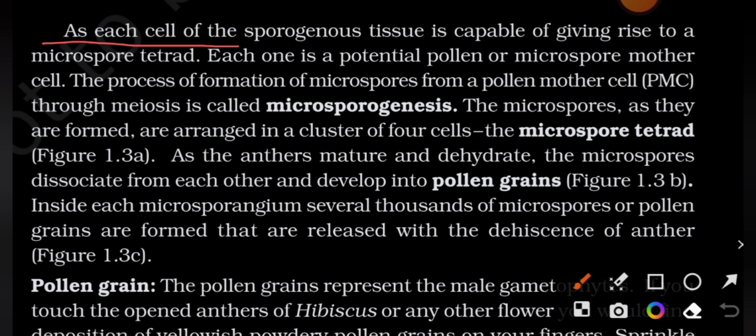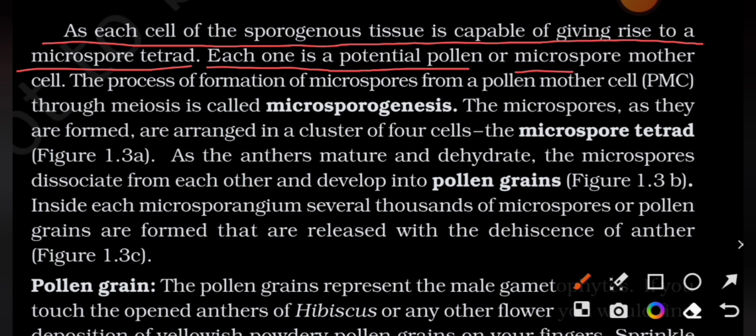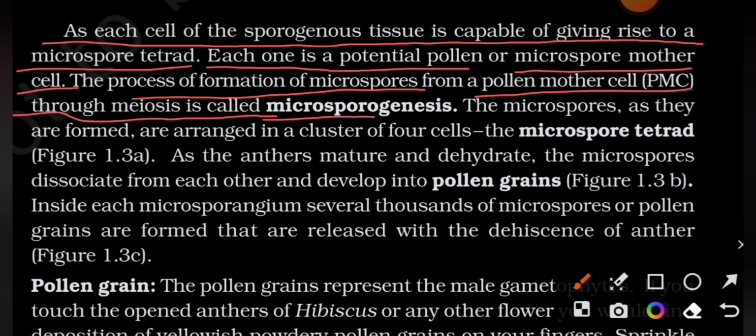As each cell of the sporogenic tissue is capable of giving rise to a microspore tetrad, each one is a potential pollen or microspore mother cell. The process of formation of microspores from a pollen mother cell through meiosis is called microsporogenesis. The microspores, as they are formed, are arranged in a cluster of 4 cells, the microspore tetrad.